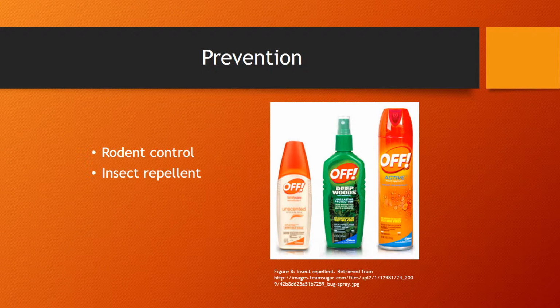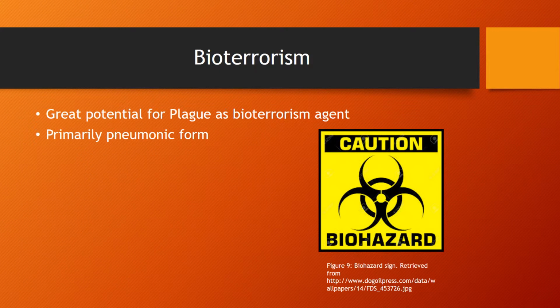Also, if you live in a plague endemic area, make sure that your pets, if you have any, have flea and tick control to help prevent them from getting flea infections. And once again, if you live in a flea endemic area, don't let your cats and dogs lay in the bed with you, because it would create a good situation for one to get bitten.